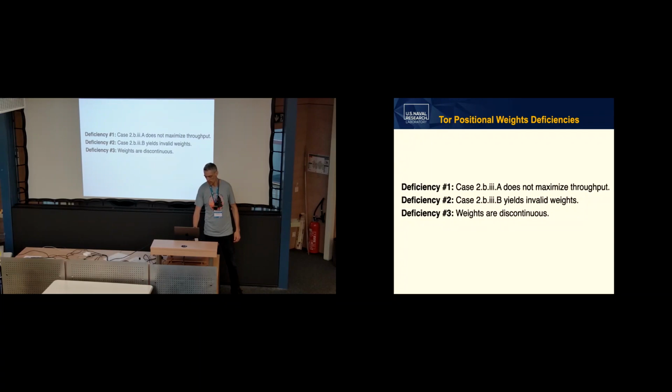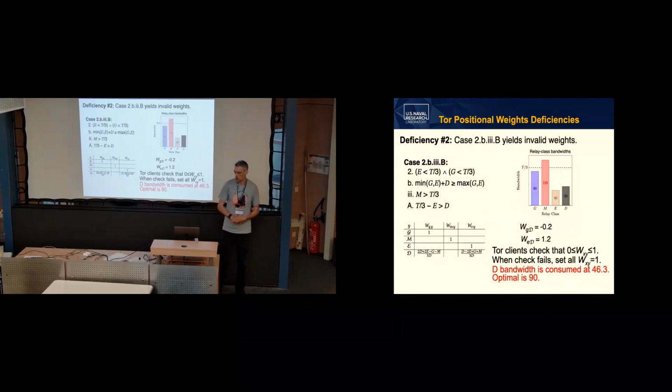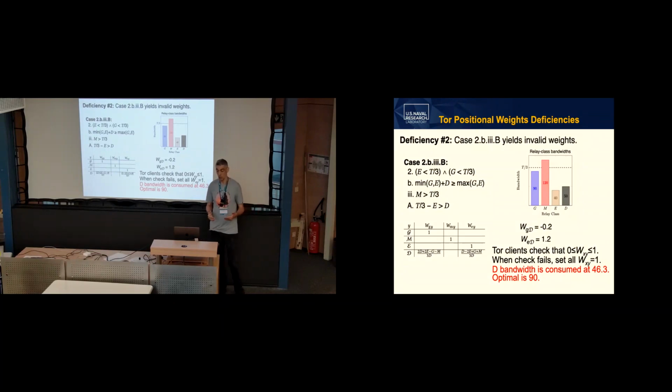I want to talk about the second problem, which is perhaps the most severe, which is that in case 3B2B the weights that are produced are invalid. As an example, that bar graph shows a network that would fit into this state. The weights that result are not all between 0 and 1, which is what is required and what the Tor clients check for. They use a different normalizing constant than 1, but it's the same idea. Here the WGD value is negative, for example. So the Tor clients will check for that, and when that check fails, they just set all the WXY weights to 1. And that results in a very unbalanced load, a very unbalanced network.